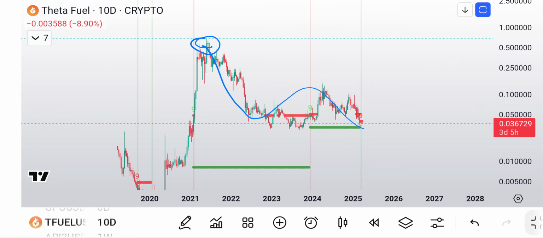So that's why I call bull BS. I think we're not even near a bull run. I think this is not even the case. I think we still have a lot more to go.